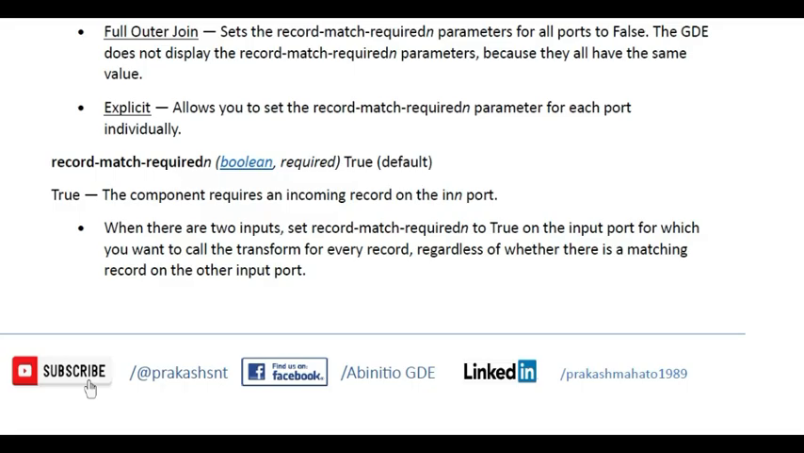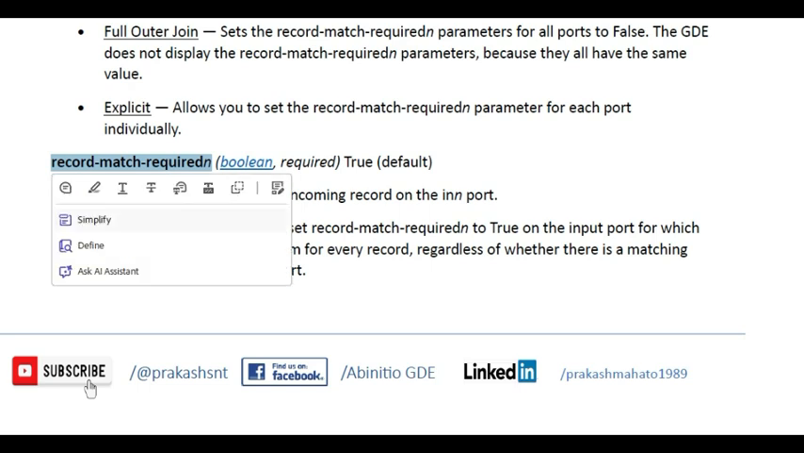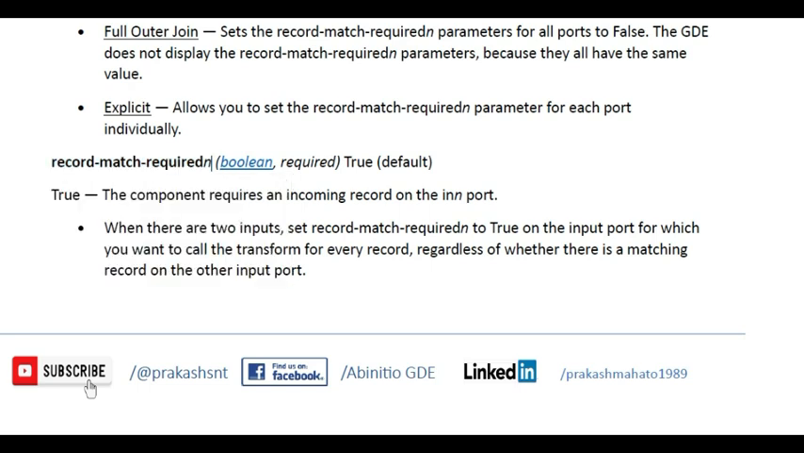If you specify 0 as true and 1 as false, then it will work like a left outer join. If the first one is false and the second one is true, then it will work like a right outer join. If you give both as true, then it will work like an inner join, and if you give both as false, then it will work like a full outer join.